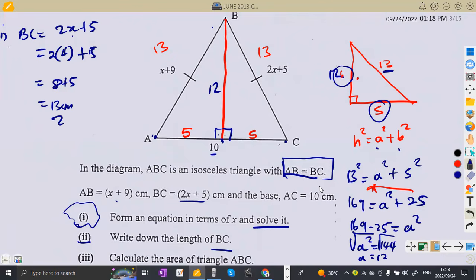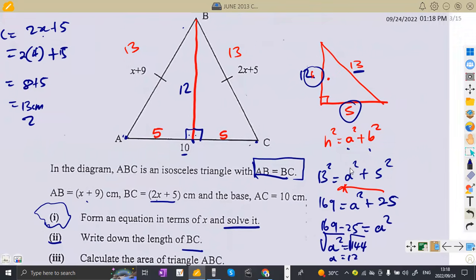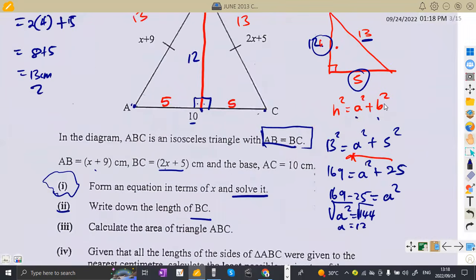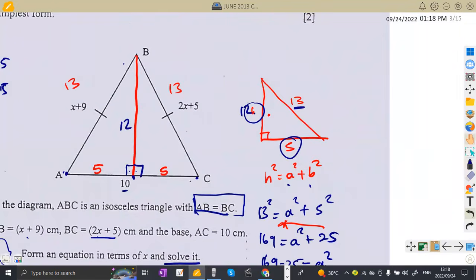So having this height is actually an advantage because we can now calculate the area. Remember that the area of a triangle is half base times the perpendicular height. Okay, so this was item 1, item 3. Okay, so we are saying the area of a triangle is actually equivalent to half base times the perpendicular height.